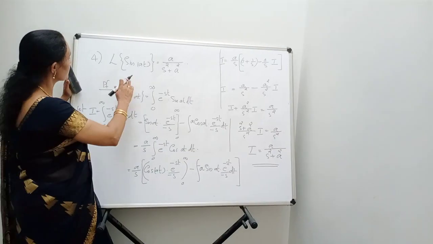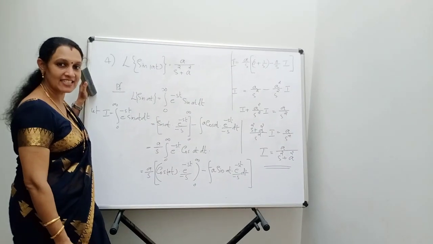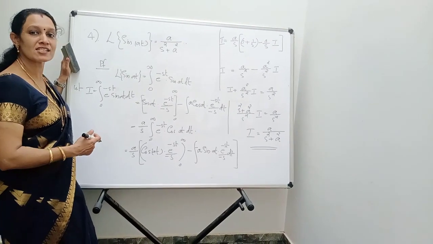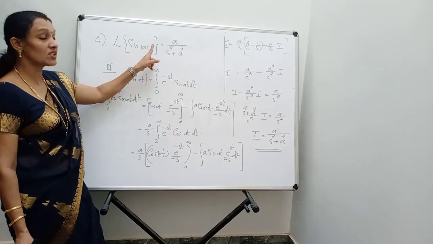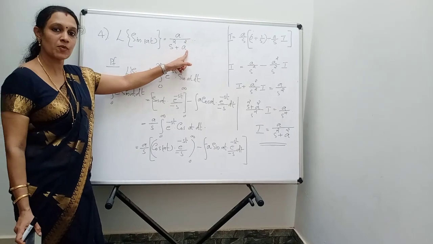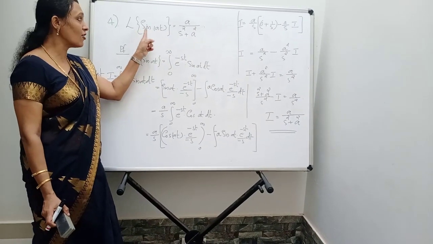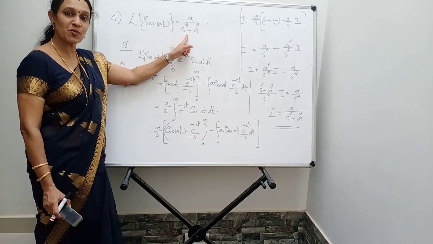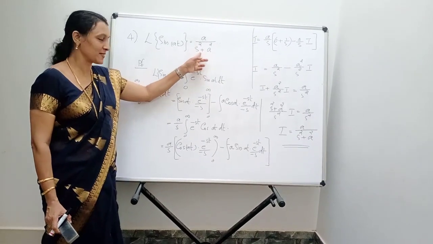Now we have the fourth standard function, sin at. So we are here calculating the Laplace transform of sin at. L of sin at is equal to a divided by s square plus a square, where a is the coefficient of t. So we are proving this result here.